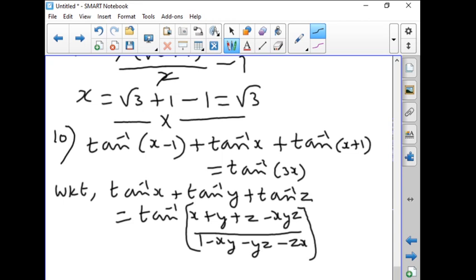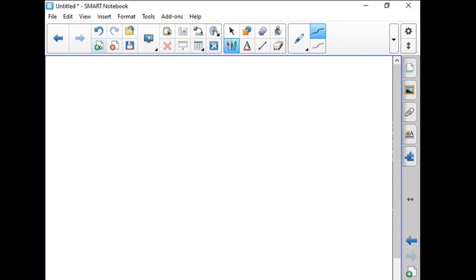Now we will use it here. In the place of x, what are we having here? x is equal to x minus 1, y is equal to x, and z is equal to x plus 1. So now we will substitute.